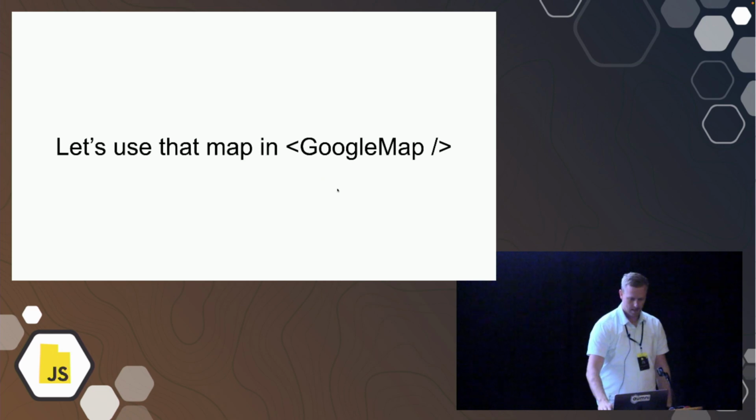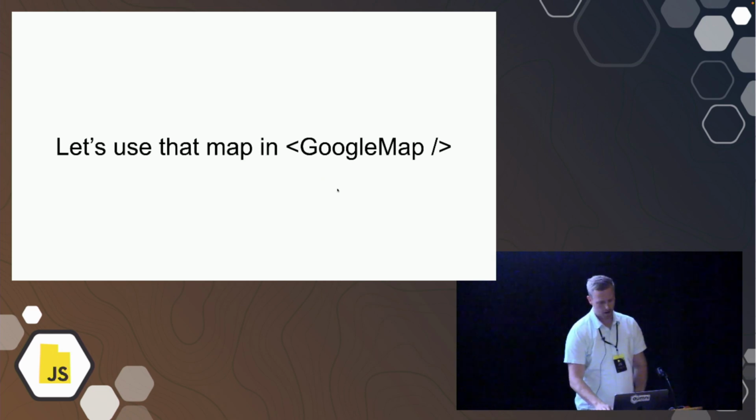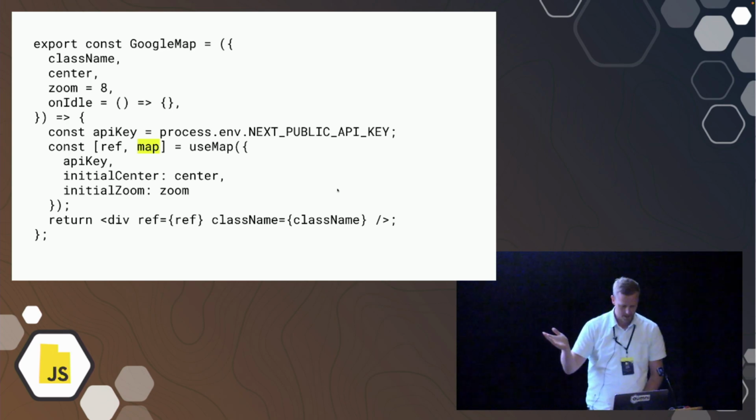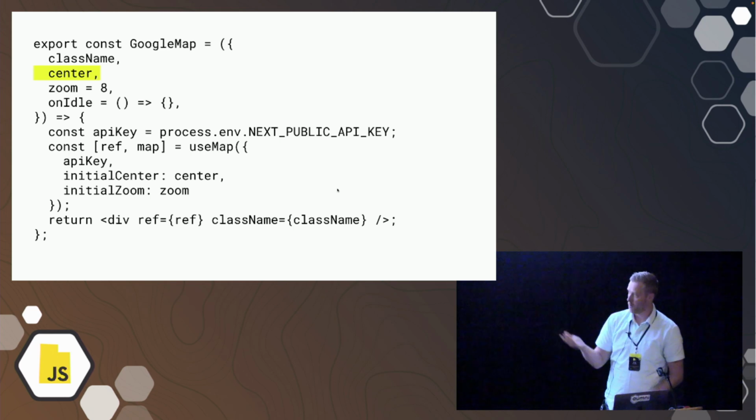Okay, cool. Let's use that map that we initialized in the Google Map component now. All right, so there it is. We have that available for use. And we have that center prop coming in.